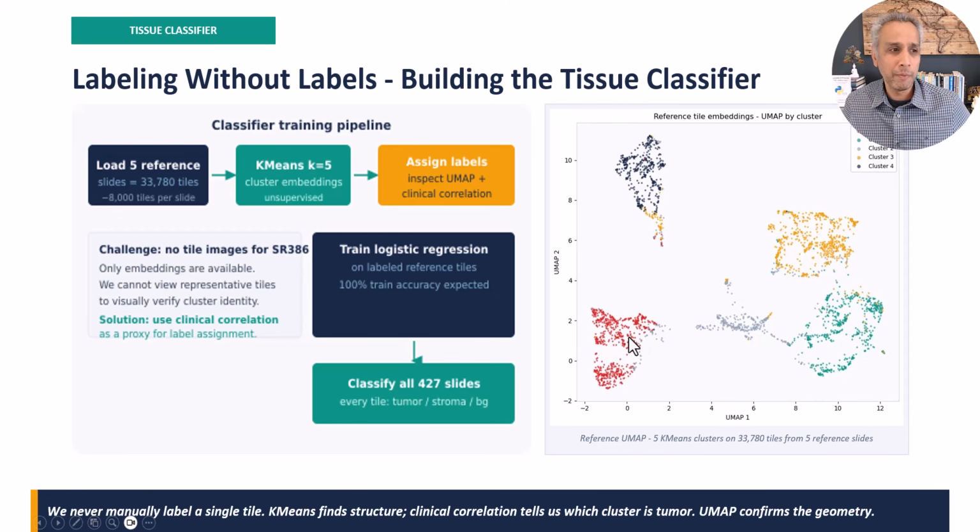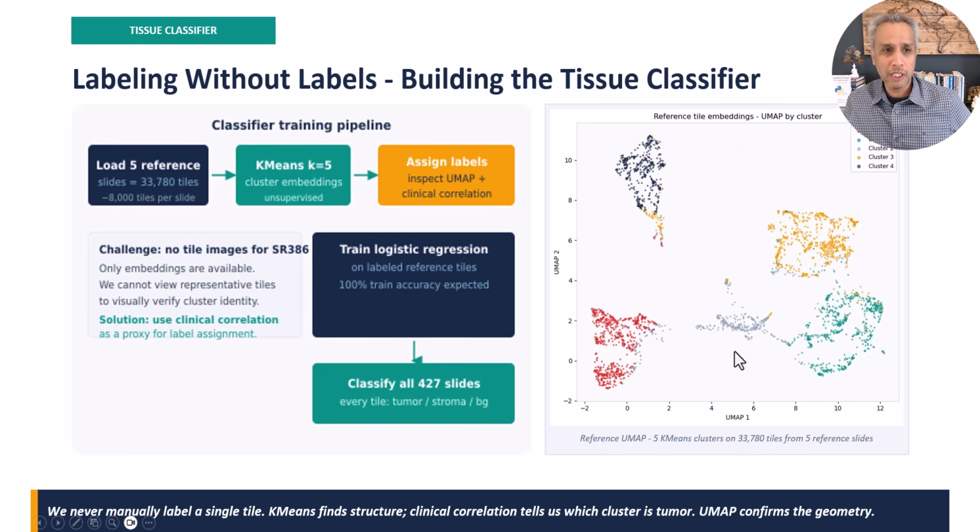And now the problem is, what is this? What is this cluster? What is that cluster? For example, if we know that this cluster is tumor, this is the background, and these two combined are stroma or whatever, then once you have this, we can train a logistic regression.